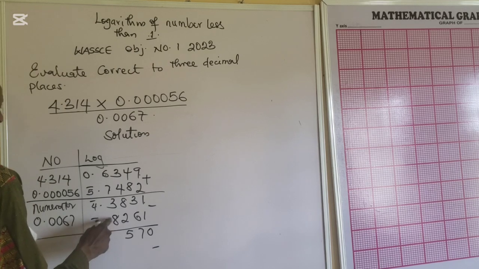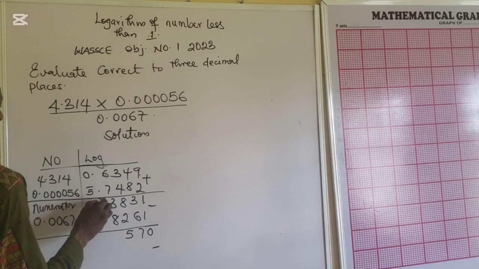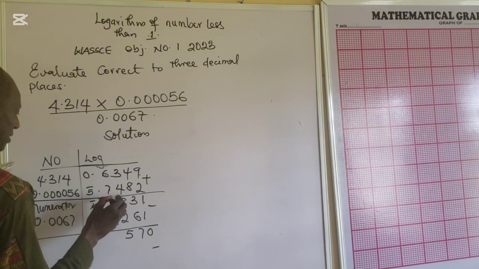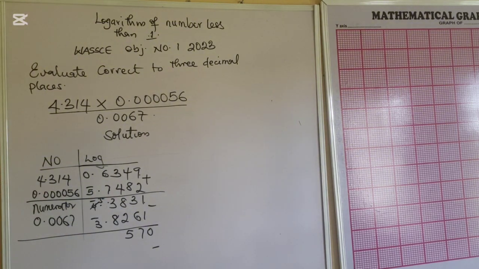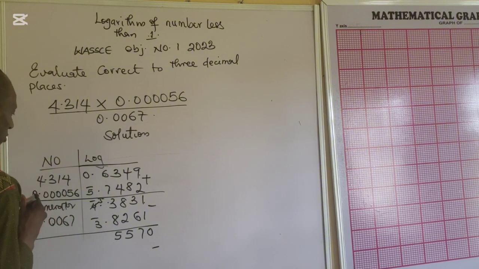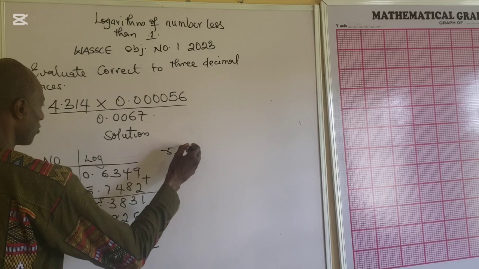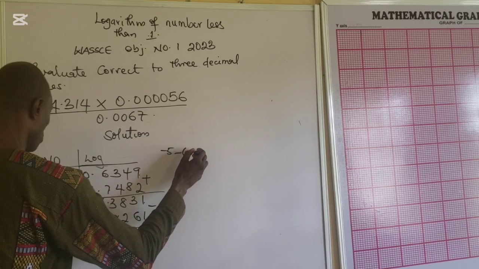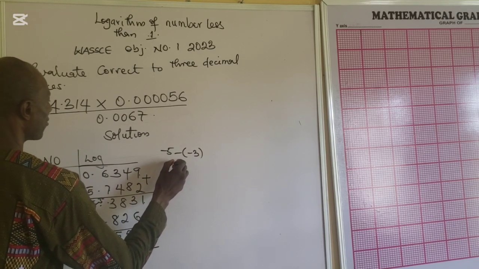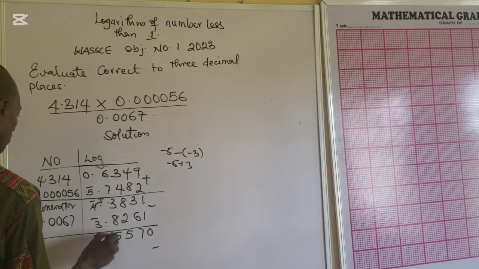We cannot take 8 from 3, so I'll borrow here. So here will now be minus 5, while here is now 13. 13 minus 8 is another 5. Now take note, here is bar 5, which is minus 5, minus bracket minus 3. So minus 5 plus 3 is minus 2, which is bar 2.